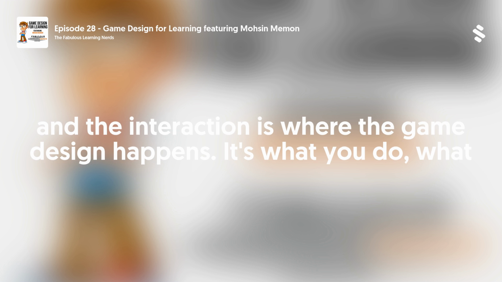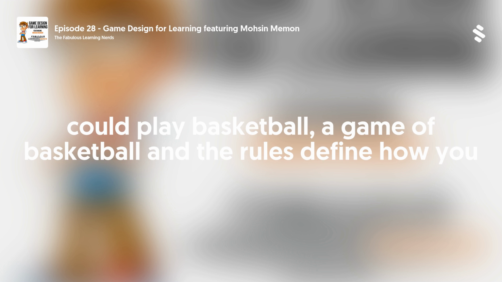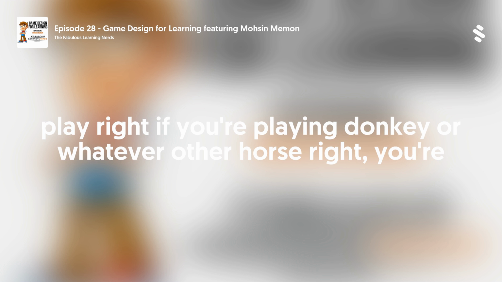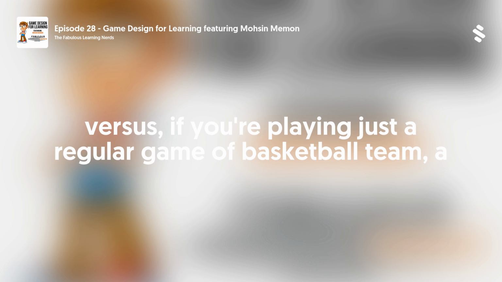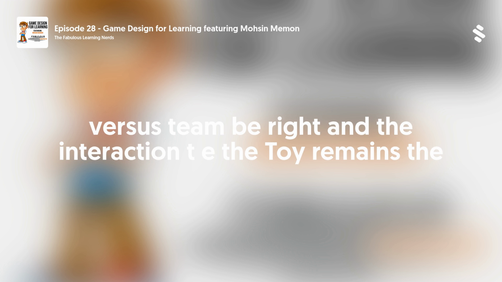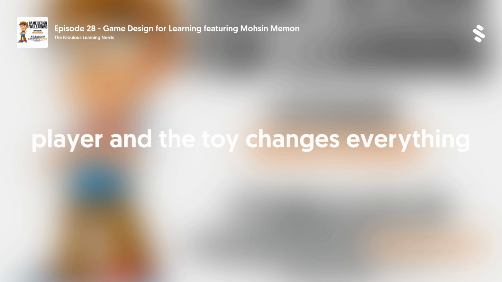Like Abby said, the interaction is where the game design happens. It's what the player does with the toy that changes the game. For example, you could play a game of basketball, and the rules define how you play. If you're playing donkey or whatever other horse, you're playing by a different set of rules versus if you're playing knockout, or versus if you're playing just a regular game of basketball, team A versus team B, right? The toy remains the same, the players remain the same, but the rules, the interaction between the player and the toy, changes everything.